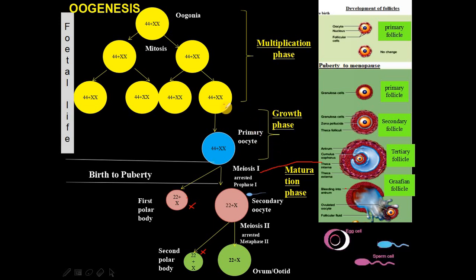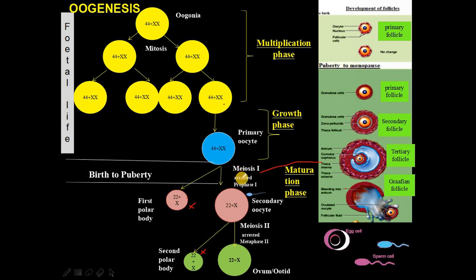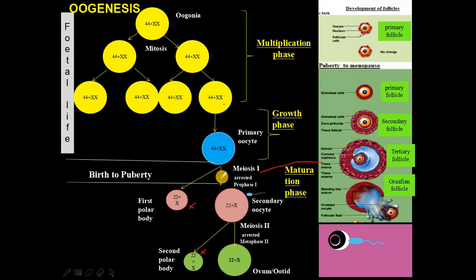Some of the oogonia will grow in size, that is, increase their cytoplasm and form the primary oocyte. This primary oocyte in the fetal life itself undergoes meiosis 1 and gets arrested at prophase 1, and this will continue from birth to puberty. The primary oocyte is frozen in this stage of prophase 1 of meiosis 1 from birth to puberty.